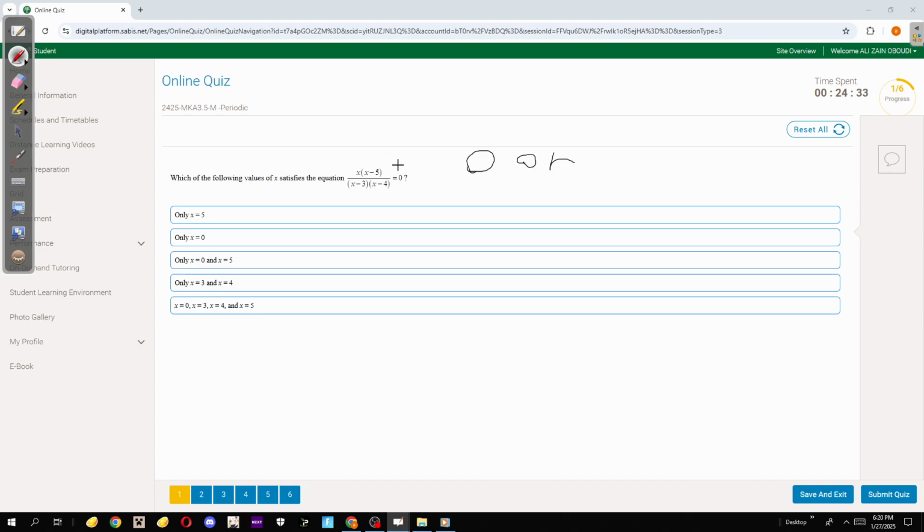Here it's x minus 5. How can you get that to equal 0? X equals 5. And if it was, say, x plus 5, you would put the answer as negative 5, so it would still equal 0. So the answer is 0 or 5.